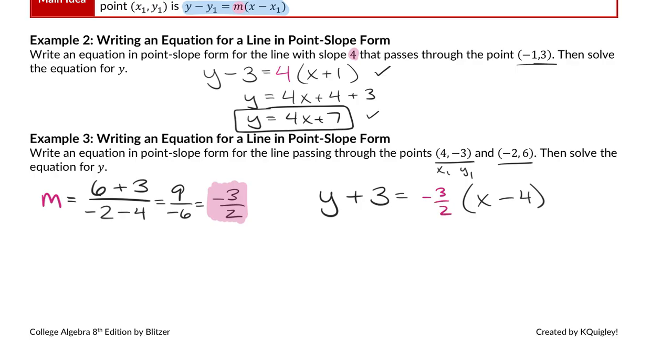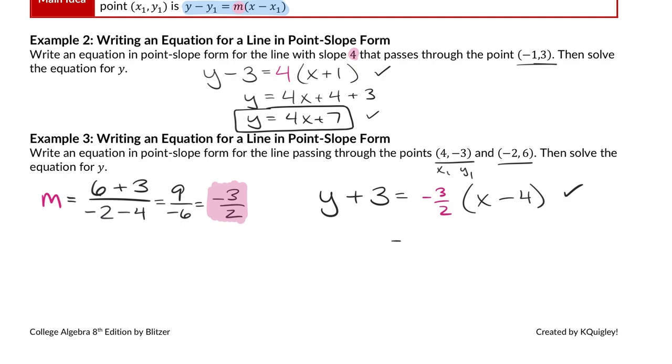Does everyone see where I'm getting these numbers from? Here's the slope, goes where the slope goes. Here's the y1, goes where the y1 goes. Here's the x1, goes where the x1 goes. Now this is point slope, so theoretically I've answered part of this question because it asked me to write it in point slope. Now it goes on and asks me to solve the equation for y.